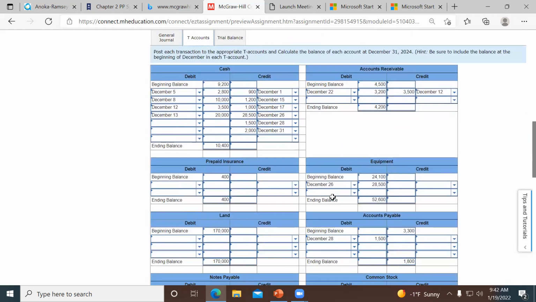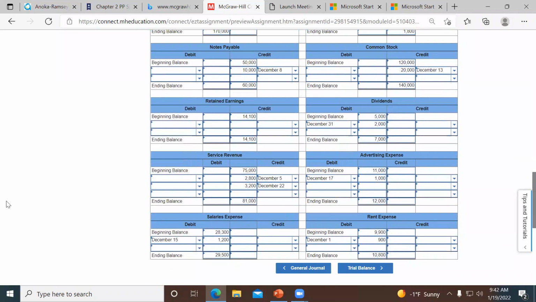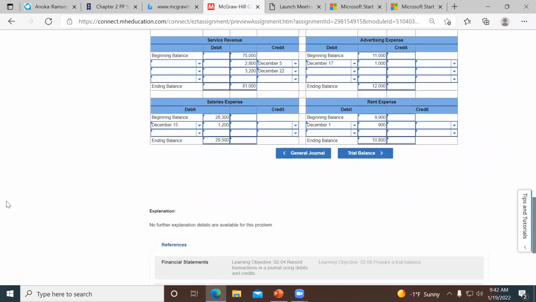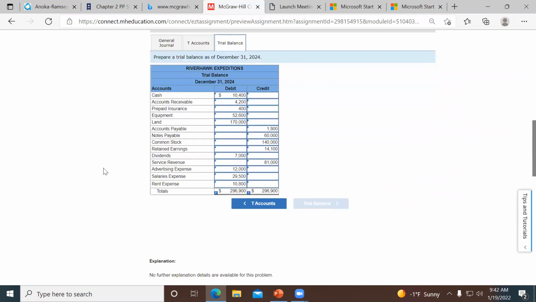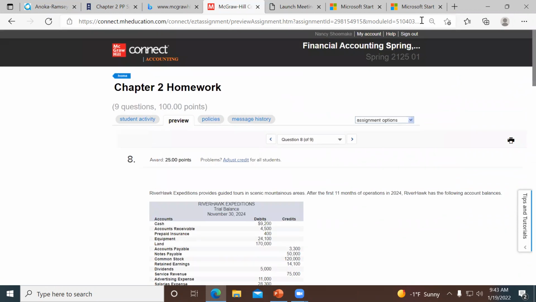And then here are the T accounts. Then the trial balance. Do you see how your debits have to equal your credits? Okay, now for the quiz. I'm going to go ahead and turn myself off now, though.